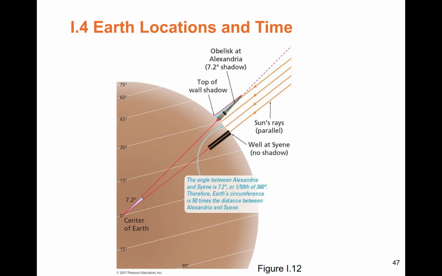So all he has to do, he can't measure the distance around Earth going that way, but he totally can measure the distance from here to here. And then multiply that by 50, and you'll get the whole circumference of Earth. And that's exactly what he did. So in 247 BCE, Eratosthenes was able to calculate the circumference of Earth within a couple percentage points. Amazing, phenomenal work.